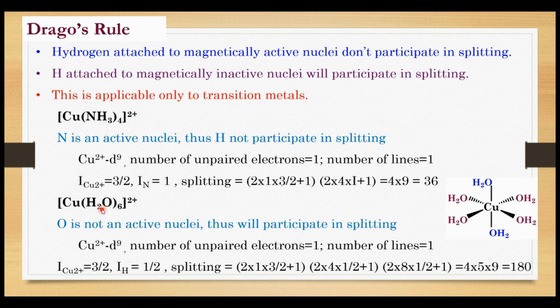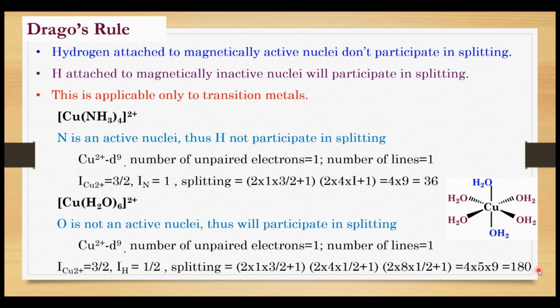And here, as it is a d9 configuration, it will undergo Jahn-Teller distortion, so two types of hydrogens are there. The splitting will be first due to copper, that is 2 into 1 into 3 by 2 plus 1. Next, due to axial hydrogens, 2 into 4 into 1 by 2 plus 1. Next, due to equatorial hydrogens, 2 into 8 into 1 by 2 plus 1. Overall, 180 is the number of signals. I think it is clear.